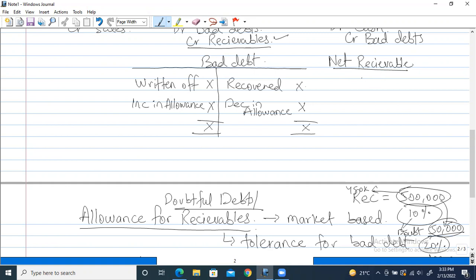Net receivables has a very simple formula. We write closing receivables and we subtract the closing allowance from it. So the formula is closing receivables minus the closing allowance, and we get the net receivables figure. What's happening is that we are excluding the uncertain figure from the receivables figure.